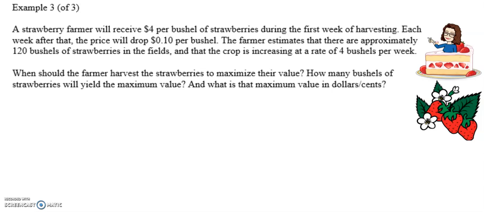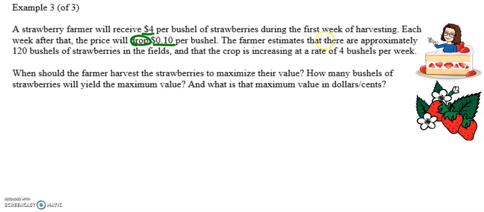All right, our last example has a lot of questions that are being asked on one set of information. So a strawberry farmer will receive $4 per bushel of strawberries during the first week of harvesting. Each week after that, the price will drop 10 cents per bushel. So drop, you should be thinking something negative.